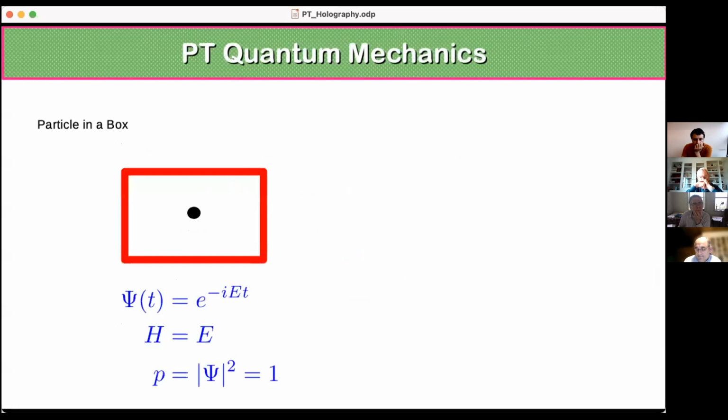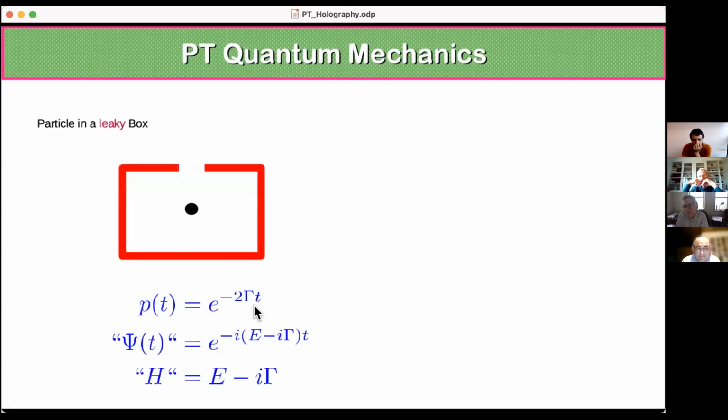Here's the simplest system, which I've just copied from a talk by Carl Bender, so there's nothing original here. But it's the way I like to think about it. You just look at a particle in a box, and you describe it by a wave function, which is simply a phase which evolves in time, and the energy is just a number, and the probability of finding the particle in the box is just 1.